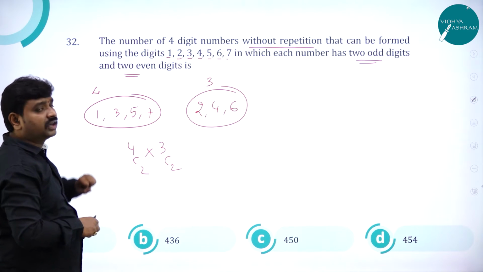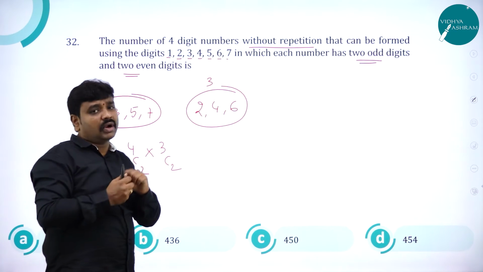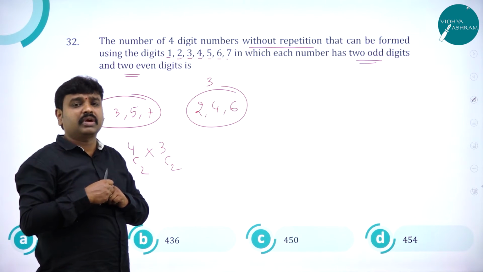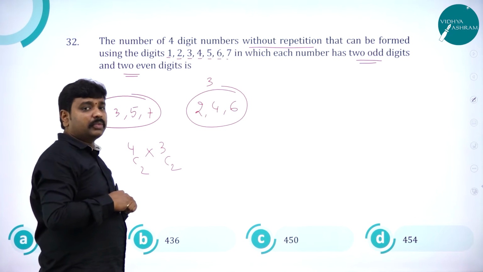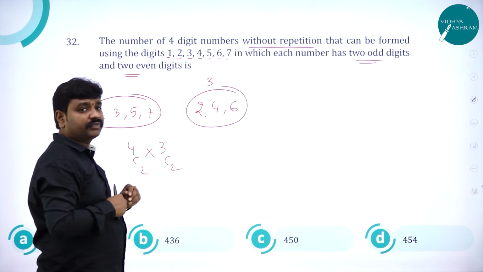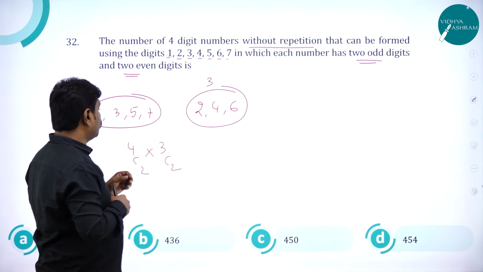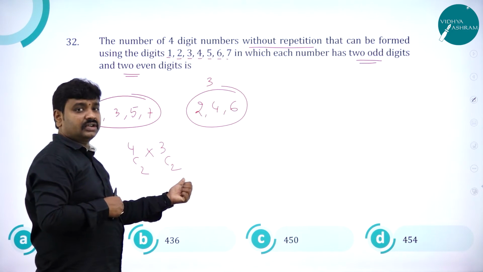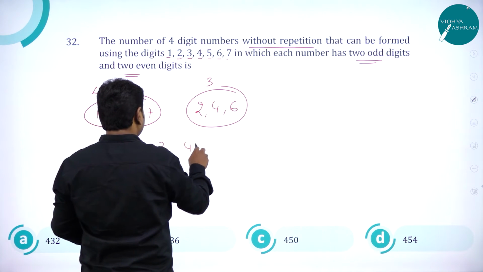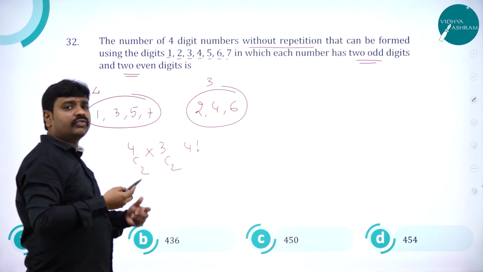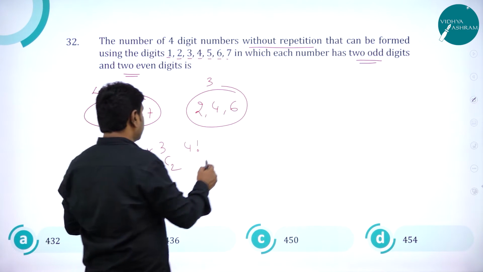This we have selected. After you select, to form a number you have to arrange. What should we use to arrange? Permutation. Permutation means arrangement. How many have I selected? 4 numbers I have selected. 4 numbers can be arranged in 4 factorial ways. All of you know 4 numbers can be arranged in 4 factorial ways.